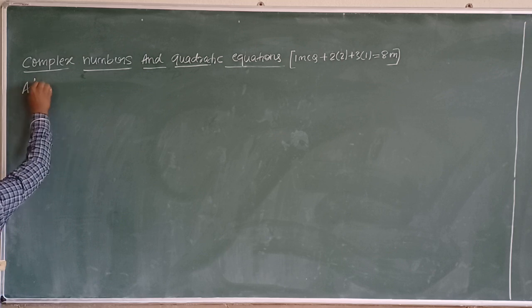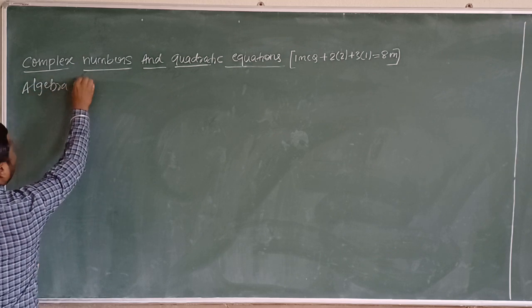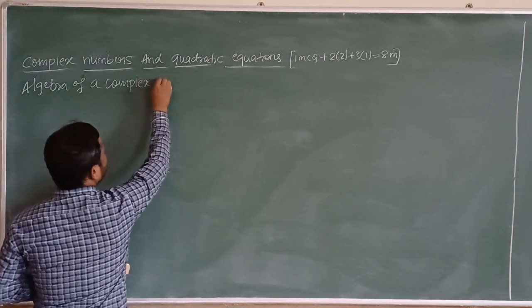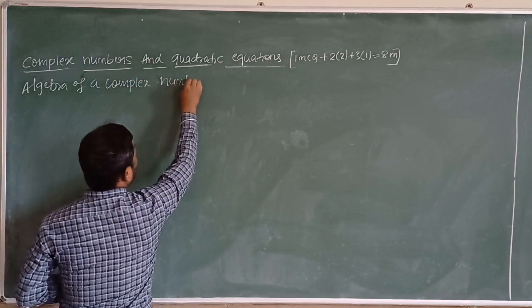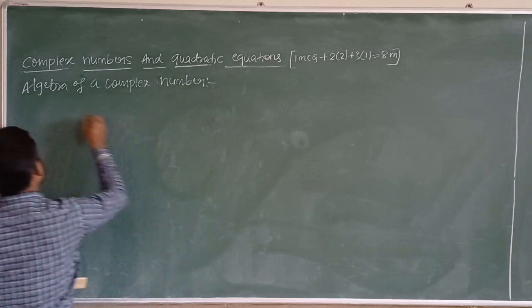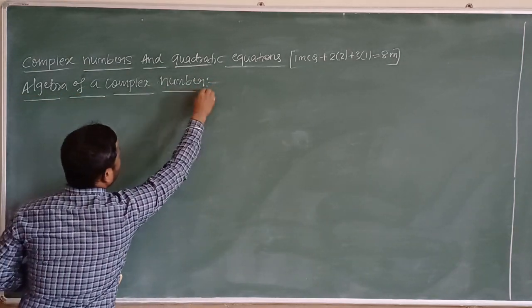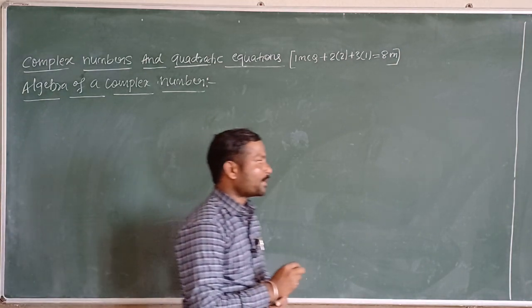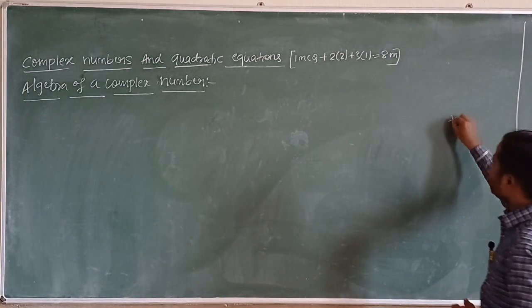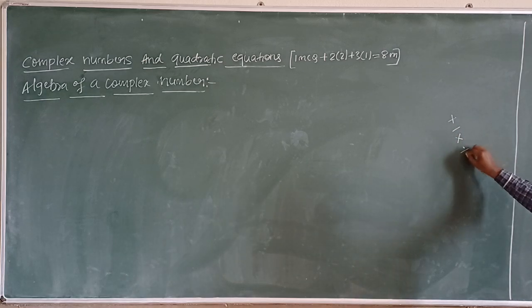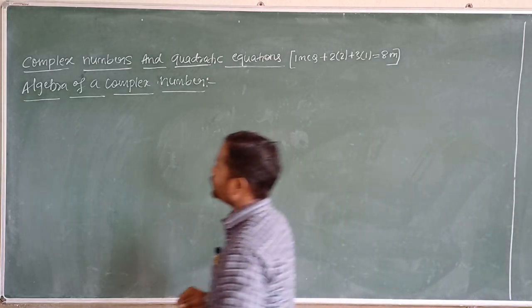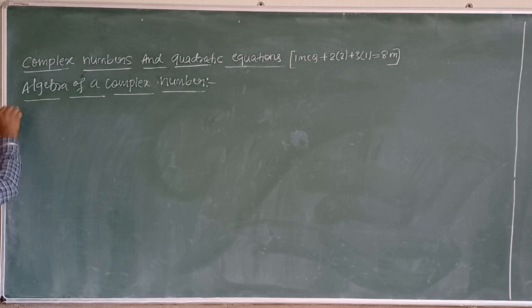Next one is the algebra of a complex number. Algebra of a complex number means we have to add, subtract, multiply and divide two complex numbers now. First one is the addition of two complex numbers. One by one, we have to study the operations.